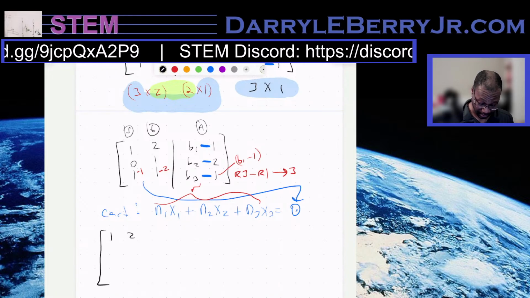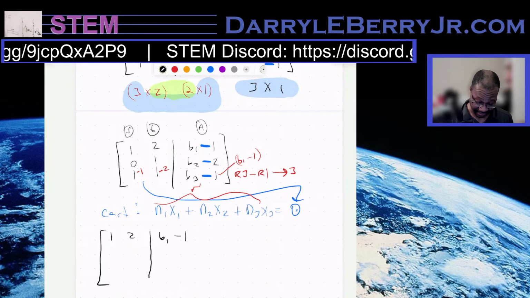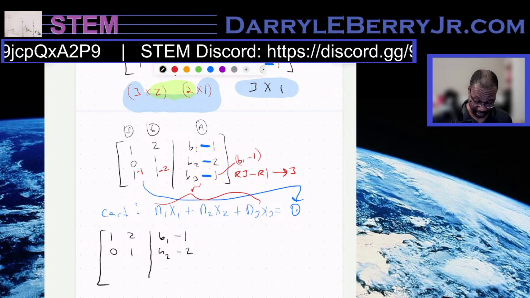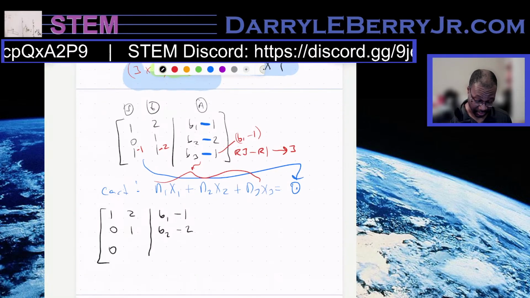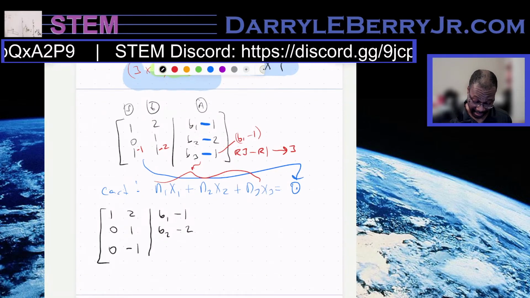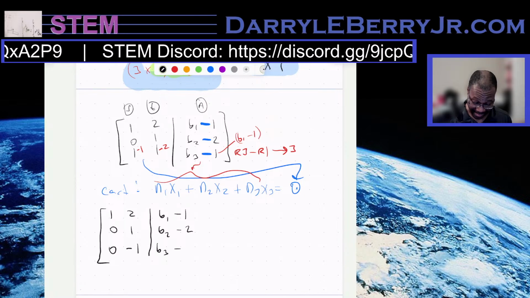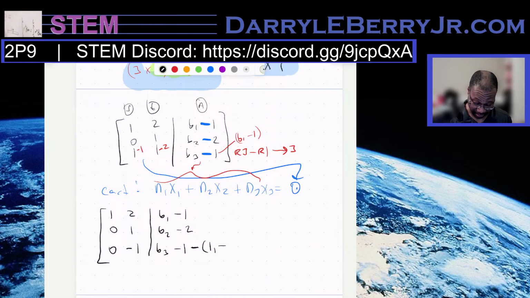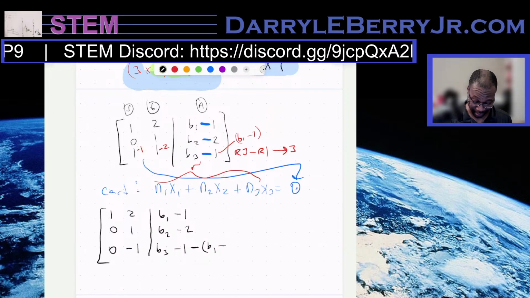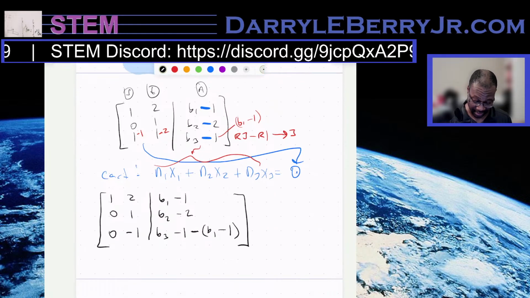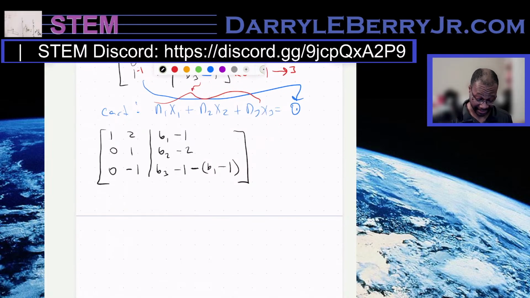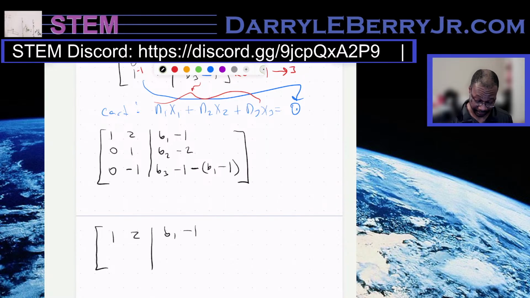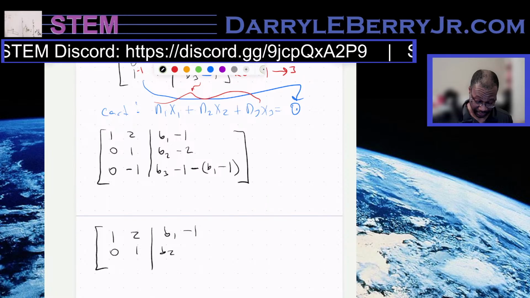So I'm going to rewrite 1, 2, v1 minus 1. That stays the same. 0, 1, v2 minus 2. That stays the same. 1 minus 1 is 0. 1 minus 2 is negative 1. And I have v3 minus 1 minus v1 minus 1. You have to put a b there. And typos again, v1 minus 1. All right, so I'm going to simplify this first. So I have 1, 2, v1 minus 1. I have 0, 1, v2 minus 1.